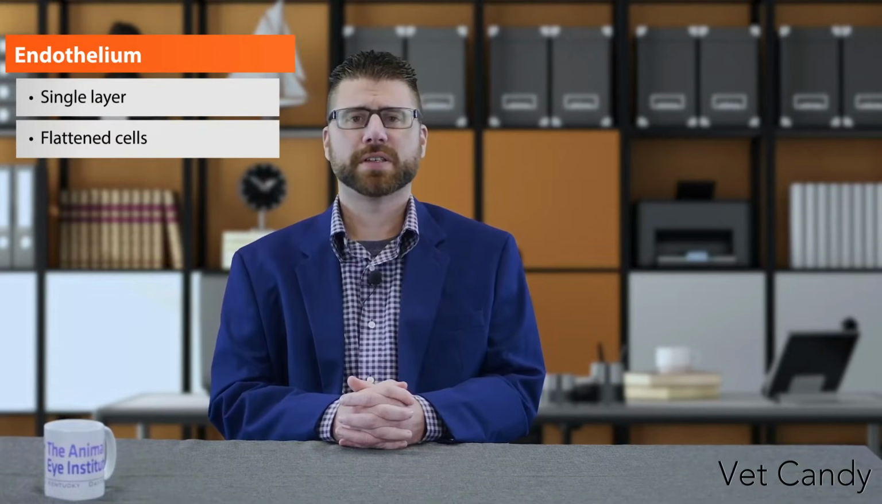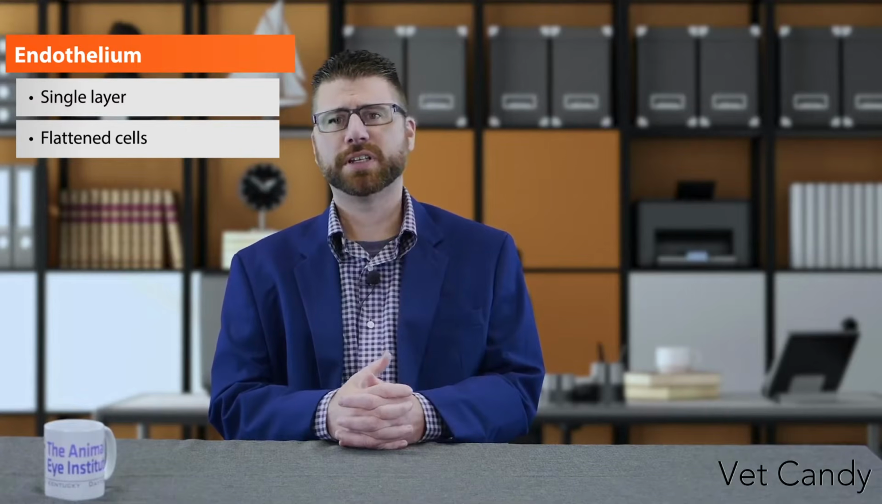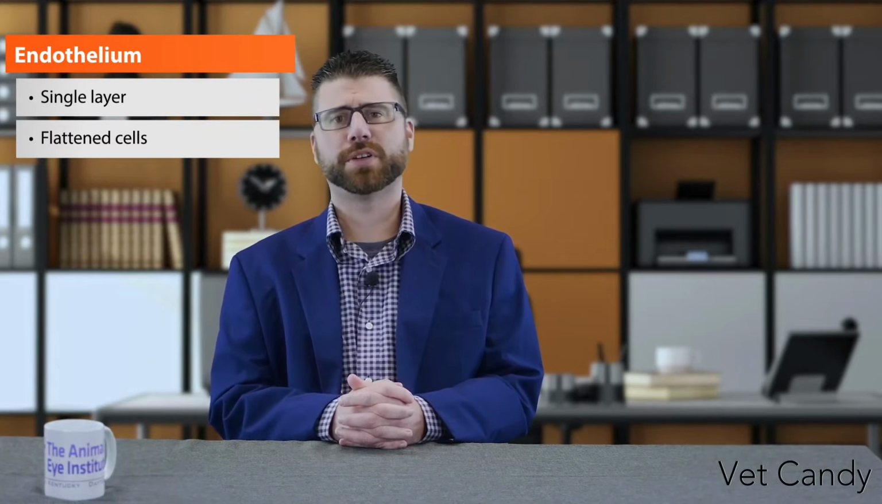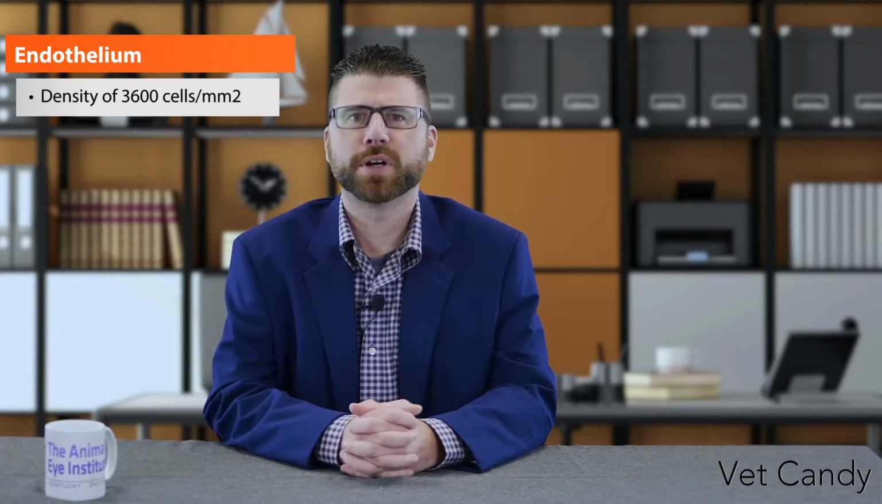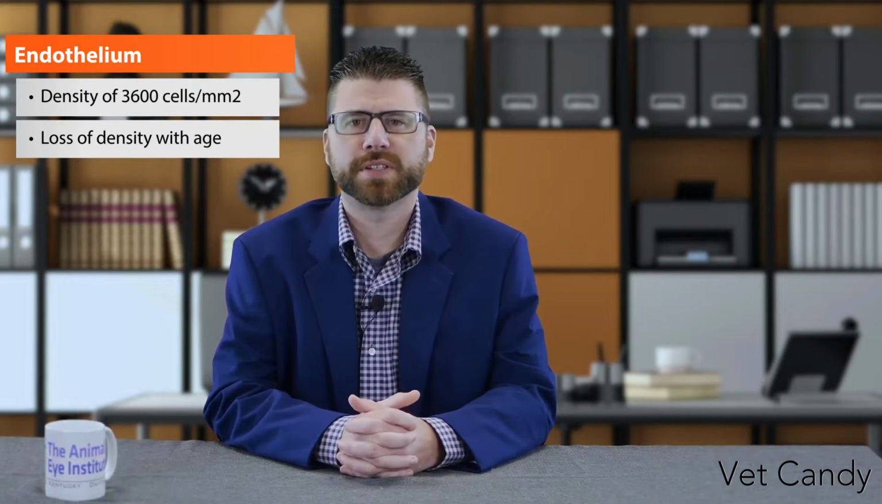The endothelium is a single layer of flattened cells, and it's possibly regenerative in younger animals, but it's non-regenerative in older animals. The endothelium has a density of about 3,600 cells per square millimeter in dogs less than 1 year old. And as the animal ages, they will lose greater than 50% of these cells. Other cells become pleomorphic at this time, and it's typically less than 2,100 cells per square millimeter in older dogs.